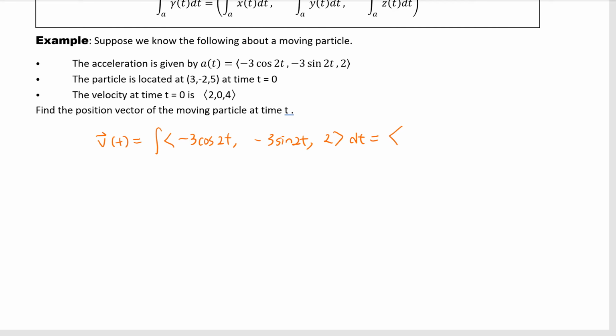Okay, integral of -3 cosine 2t. Well, integral of cosine is positive sine. Think about it: the derivative of sine is positive cosine, so the integral of cosine is positive sine. And then because we use u substitution, we need to divide by 2. So that's why we have -3/2 sine 2t.